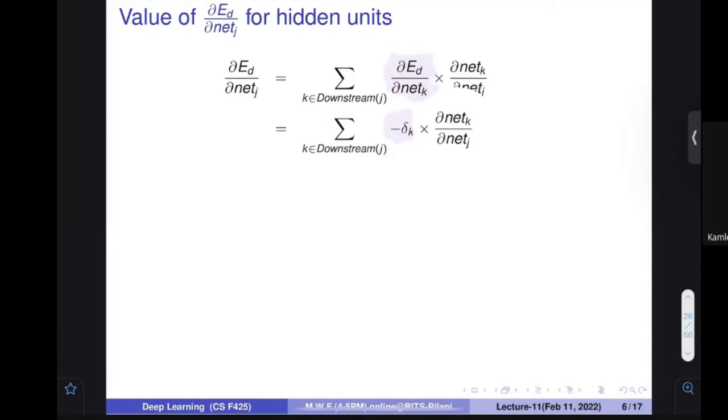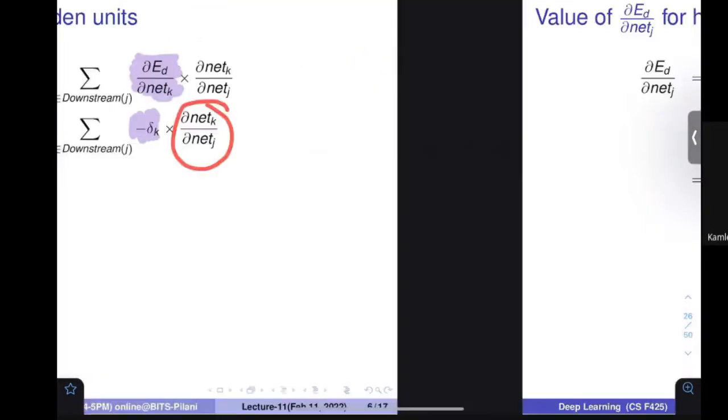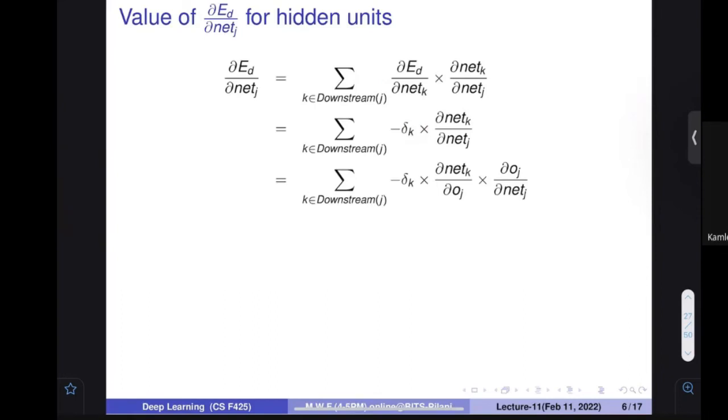Now let me explore this particular quantity. Again, I can apply the chain rule once again. I can say del net k upon del oj and del oj upon del net j.